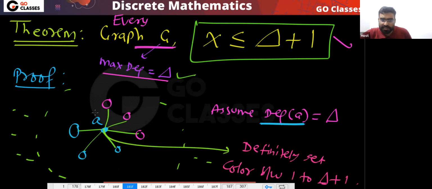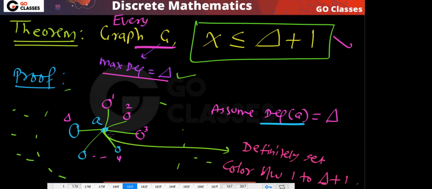In the worst case, what can happen? This has color 1, this has color 2, this has color 3, this has color 4, and so on, this has color delta. In the worst case, all your neighbors will have different colors. Those colors you cannot use because your neighbors have those colors. So in the worst case, which color will you use?